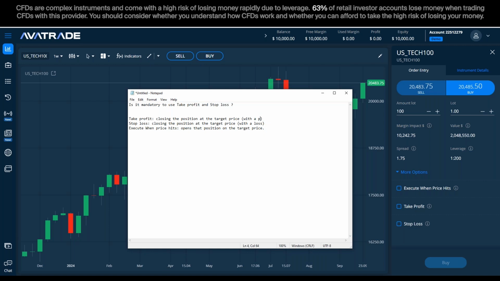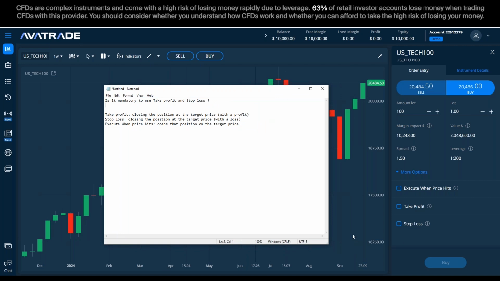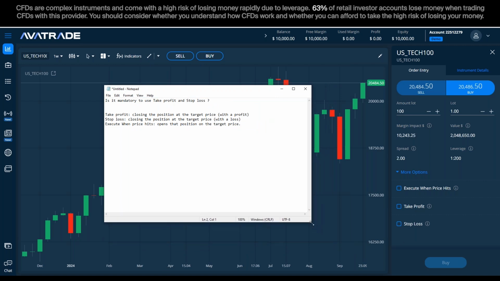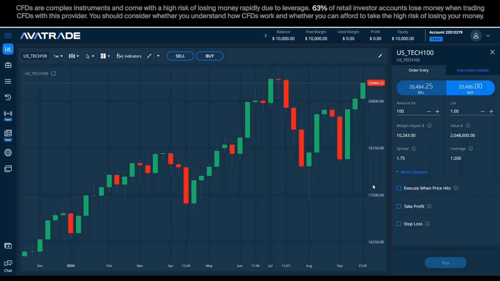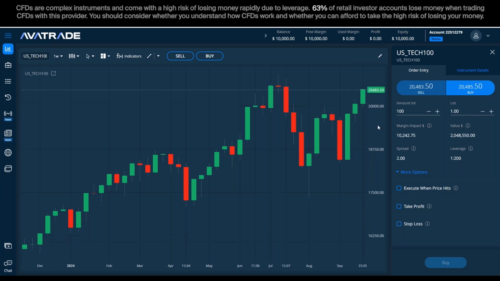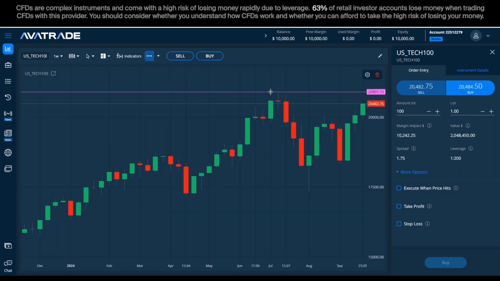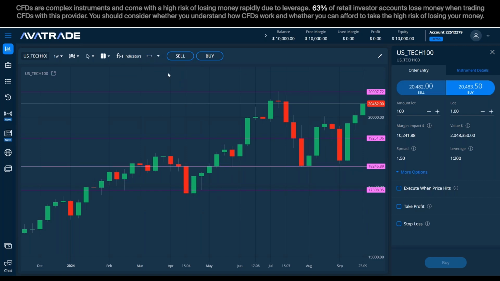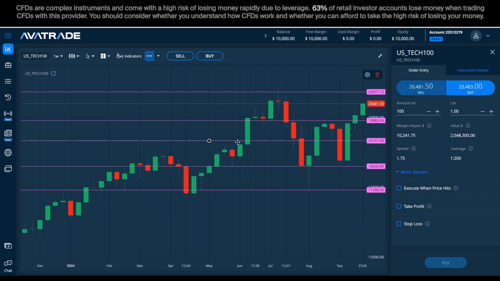Now, if it's mandatory to use, of course, we already know that the answer for that is no, but let's understand what happens if I don't use it. Okay, let's suppose, and let's actually stay with NASDAQ as an example. Just gonna squeeze it down a bit, place a few lines, and then we can make a quick comparison to what can happen in a scenario that we don't use take profit or stop loss.